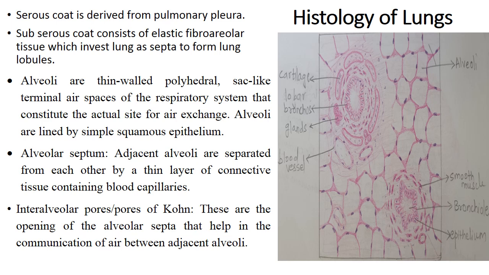And lung has about 150 to 250 million alveoli. And the total surface area of alveoli is about 75 meters square. And the size of each alveolus is about 200 micrometer in diameter. Then we have alveolar septa. The adjacent alveoli are separated from each other by a thin layer of connective tissue which contains blood capillaries. This alveolar septum contains fibroblasts and macrophages.